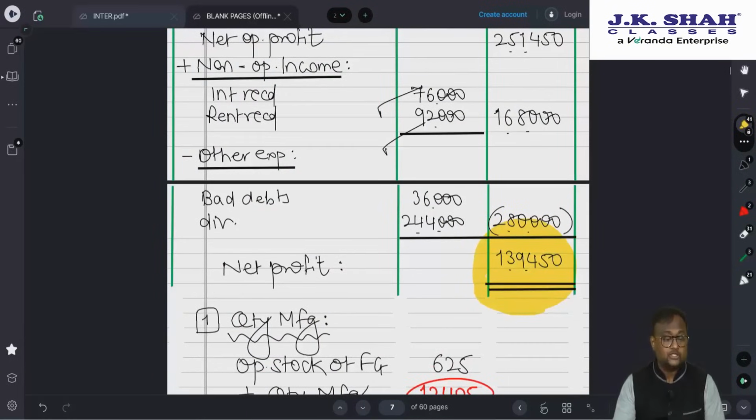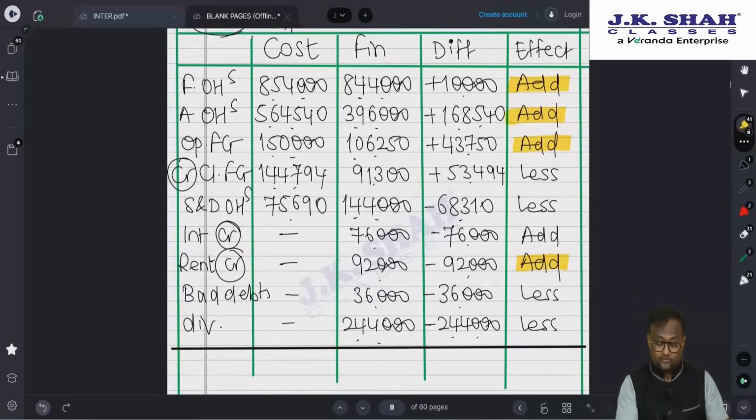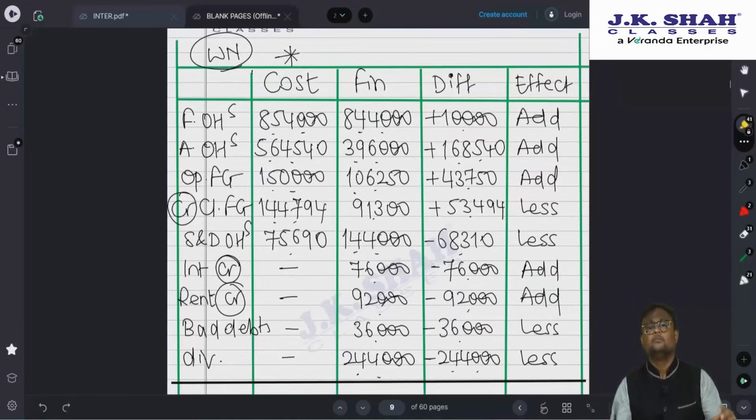Are you guys clearly understanding this? See, the working note part is very simple. Don't stress yourself. Do whatever is done. Don't do whatever is not done. And please understand, your starting point is costing. Start with costing, then finance. If your starting point was finance, you would have started with finance, then we would have written costing. And costing figure is in costing records, finance figure in finance record. Find out the difference. If the difference is positive, it is to be added.